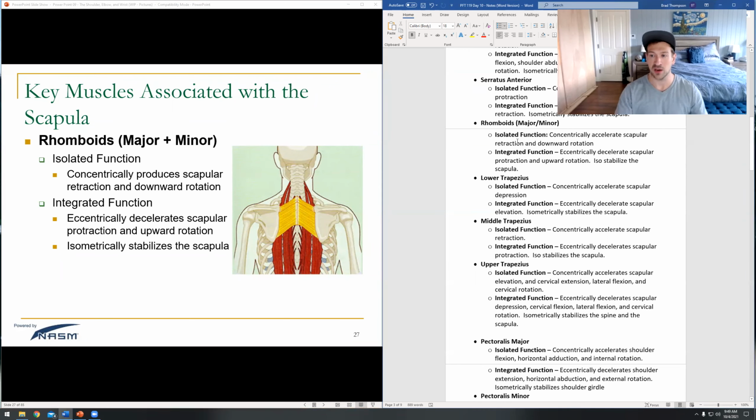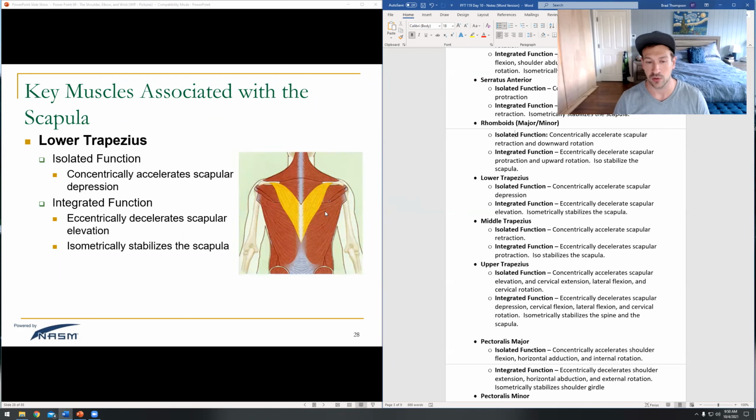We definitely want to spend our time doing those rows, right? This is why it's so important to tell your clients to roll their shoulder blades down and back and then give us that rowing action. That's the best way to activate those rhomboids really solidly. So retractors and downward tilters. We've also got the lower trapezius muscle.